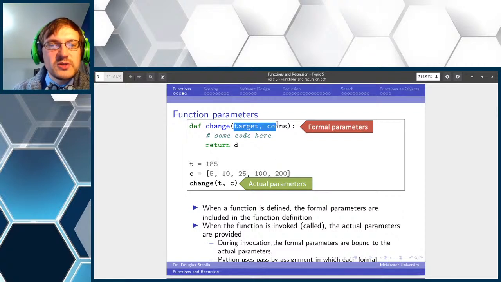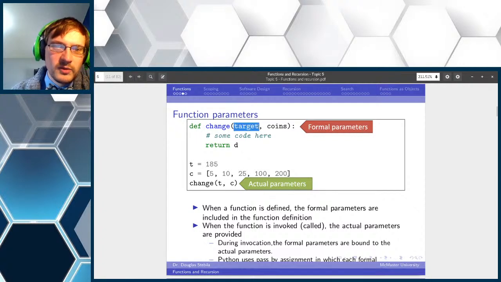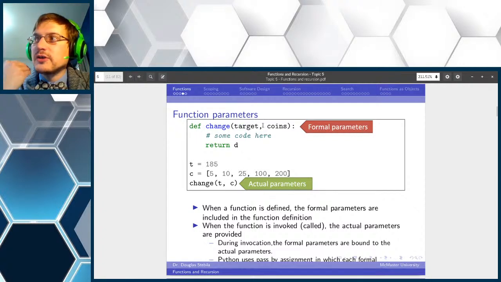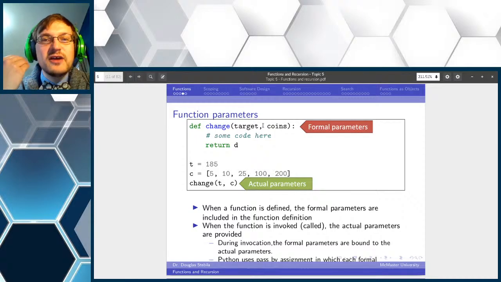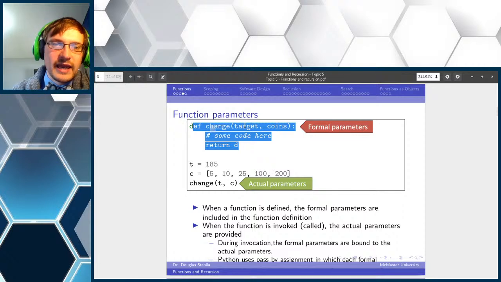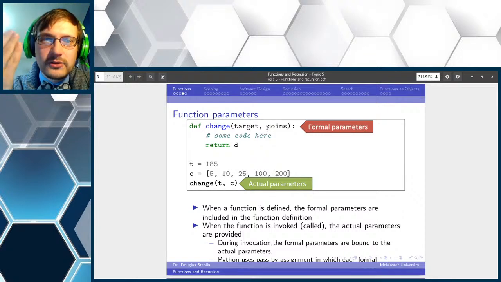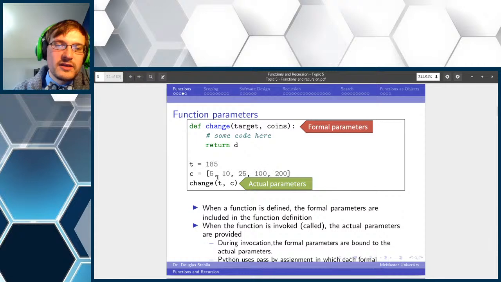But there's a difference between these, which are the formal parameters, and these, which are the actual parameters. So the formal parameters are those which are used within the context of the definition of the function. So this is the function's definition, and the inputs used inside of them, those are called the formal parameters. When you are providing actual values to the function, these are called the actual parameters. They are actual because these are the values that are being actualized.